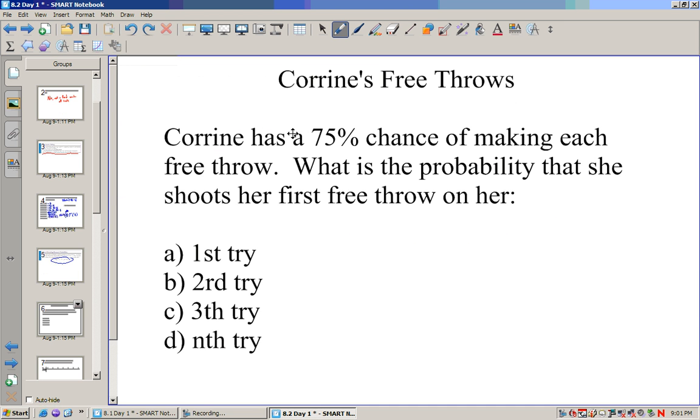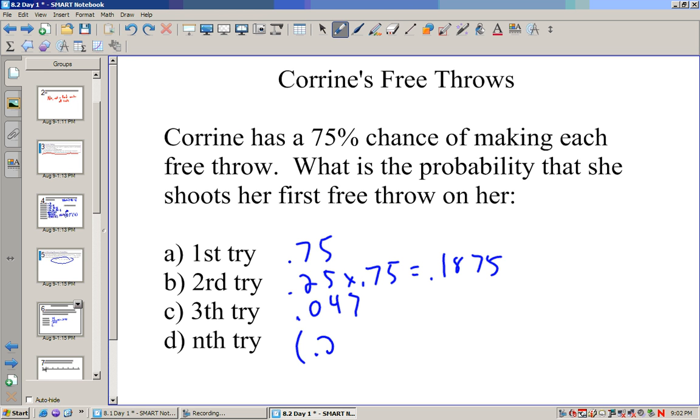Alright, so for Corinne shooting 75% free throws, what's the probability she makes her first one? That's 0.75. What's the probability she makes it on the second try? Well, that's 0.25 times 0.75, which is 0.1875. The probability to get it on the third time is 0.25 times 0.25 times 0.75, which is 0.047, say. So the probability of getting it on the seventh try is 0.25 to the n minus 1 times 0.75.